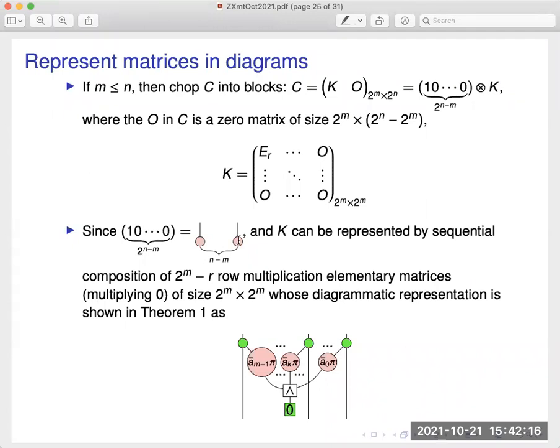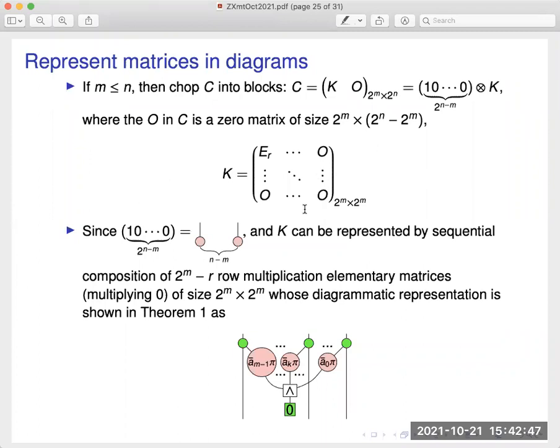Just the tensor. So this part is easy to represent. How about K? You can see K is just a diagonal matrix with R 1s, and all the other entries are 0. How this is represented, as we can see, is that it is a composition of elementary matrices.